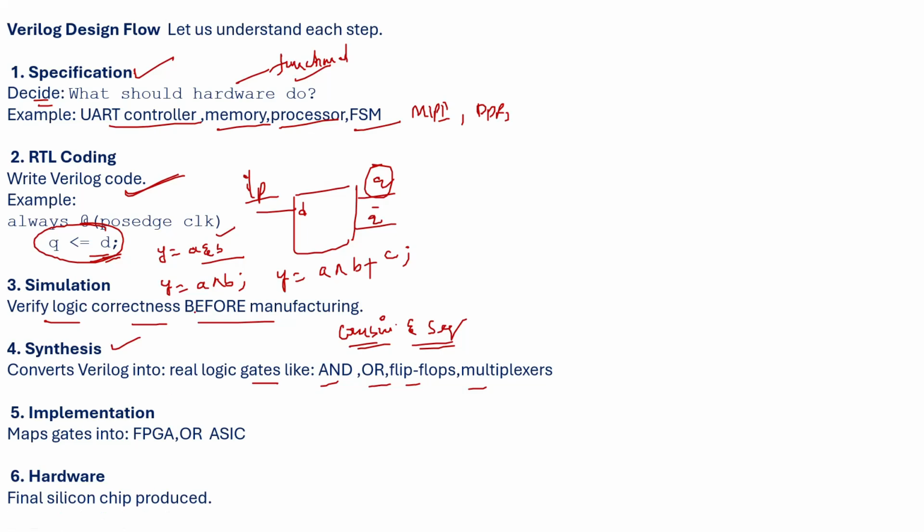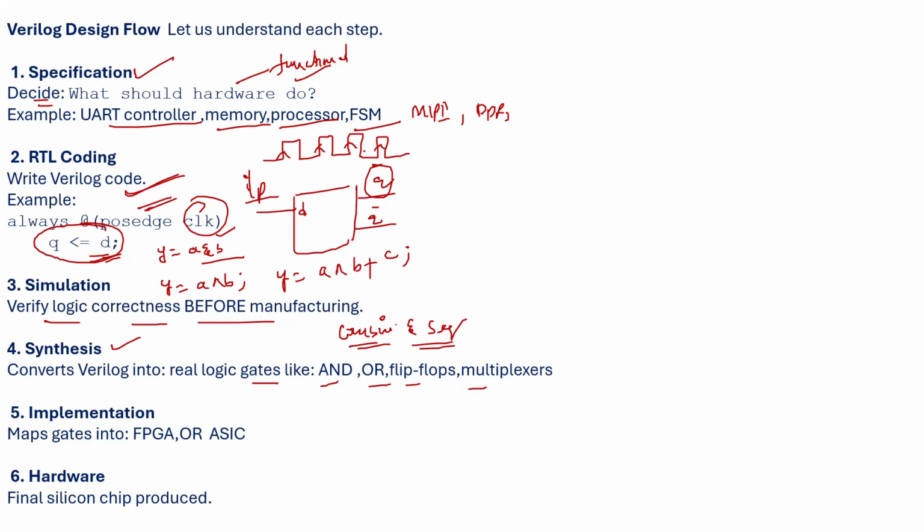Every instant of time, I'm taking this one. Passage of clock means this is my clock. So every passage of the clock, I need to change my input, and whatever the changing of input, I will get my output.